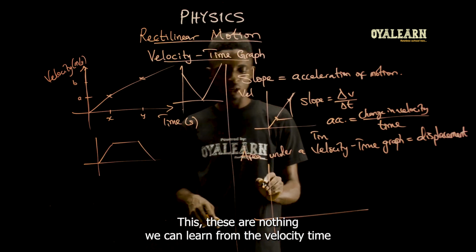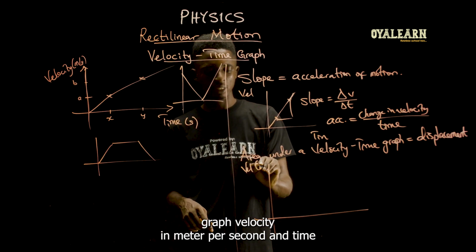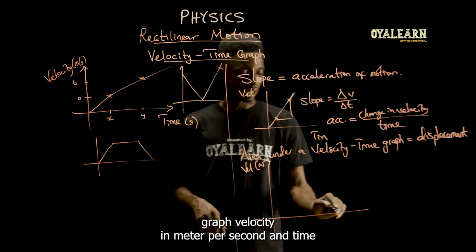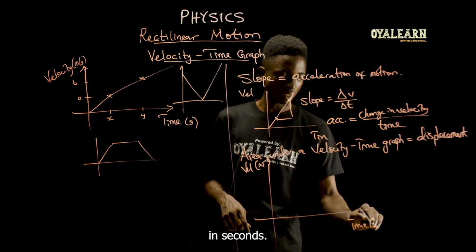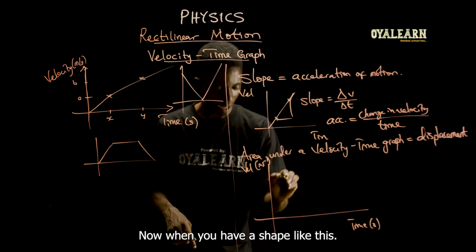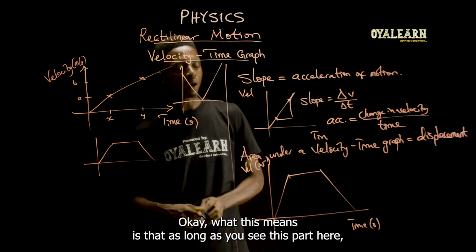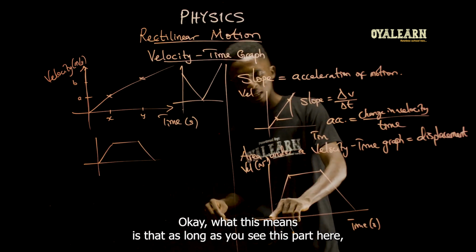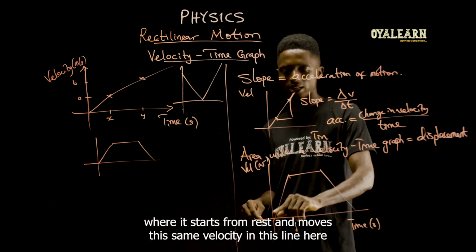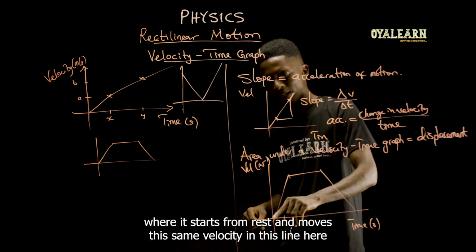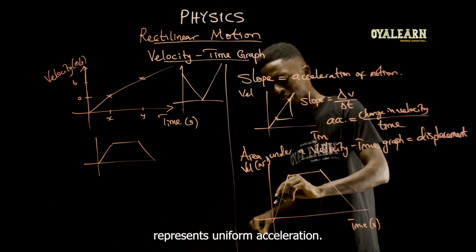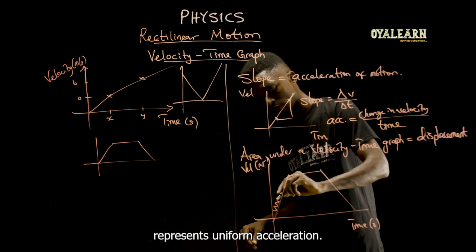Now, when you have a velocity time graph that looks like this, there is another thing we can learn from the velocity time graph. Velocity in meter per second and time in seconds. Now, when you have a shape like this, what this means is as follows. You see this part here where it starts from rest and moves to a certain velocity here. This line here represents uniform acceleration.